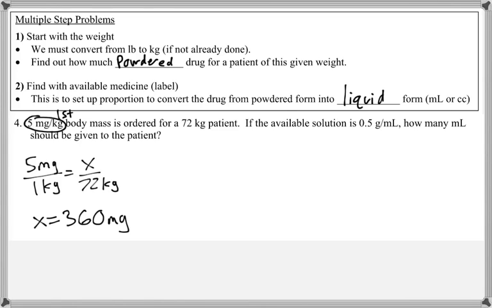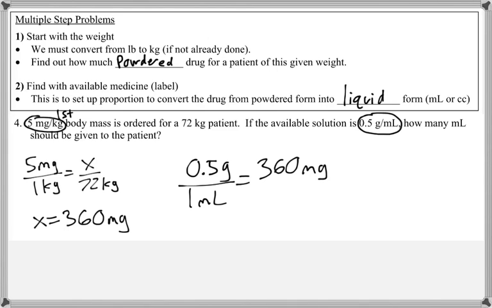So I need to set this up in a proportion with 0.5 grams per milliliter. And I can't solve the proportion yet because I need to convert. So I'm going to convert this to 500 milligrams and then solve.